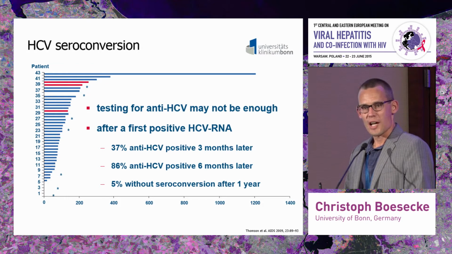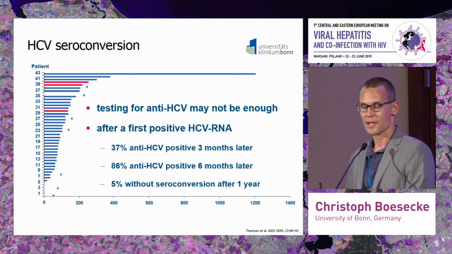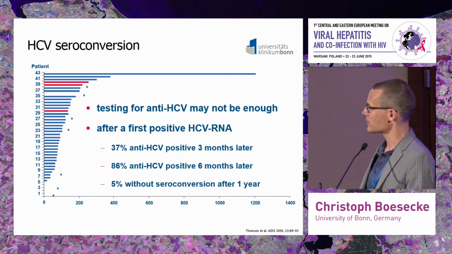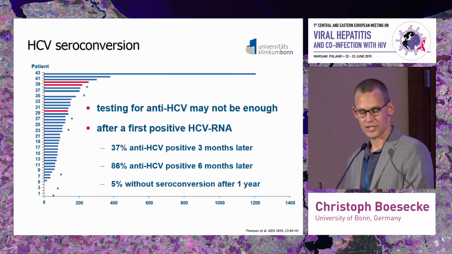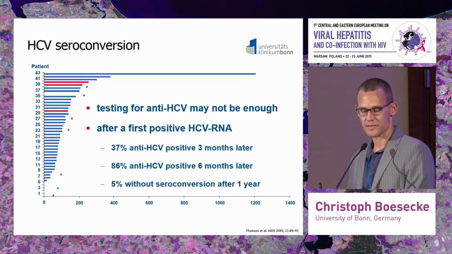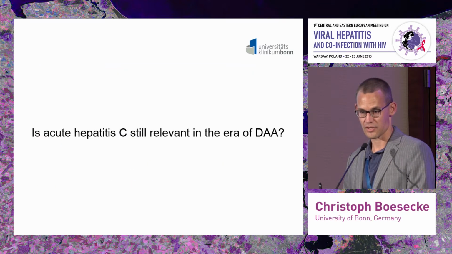You can't really rely on antibody test results alone, because especially in HIV infected patients, as Emma Thompson has shown us some years ago, the development of antibodies, not only for HCV but in general, can be delayed, and that could mean that 5% of your patients still haven't developed any anti-HCV antibodies 1 year after the infection. So you can't really rely on positive antibodies to make the diagnosis of an acute hepatitis C infection in the co-infected patients.